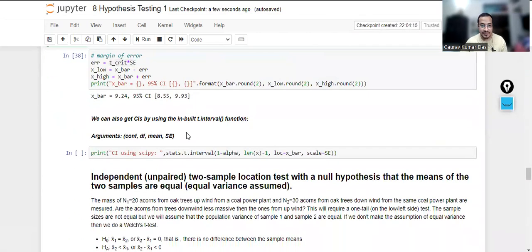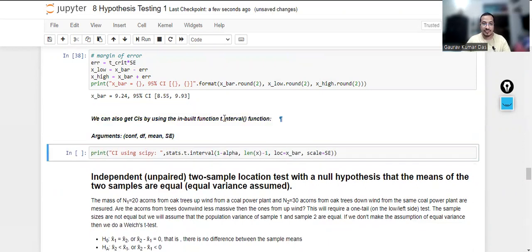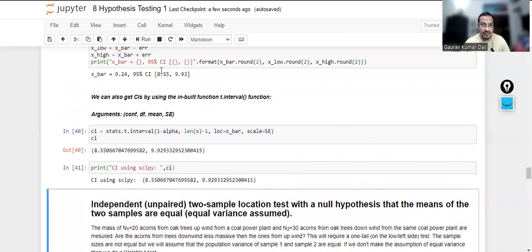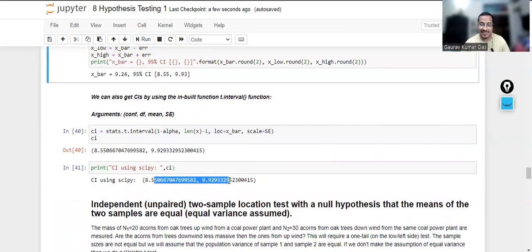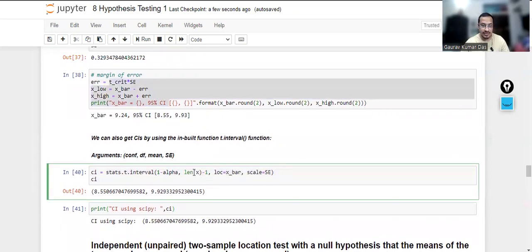Very simple. We can also get the confidence intervals directly by using the inbuilt function of t dot interval. See? Stats dot t dot interval with 1 minus alpha, this is degree of freedom, and this location again is x bar, scale is equal to SE, which I've already calculated here. Okay. And you can see here we get the exact same result. So better to use this. Why calculate all these things, right? Okay. This is nothing but degree of freedom.